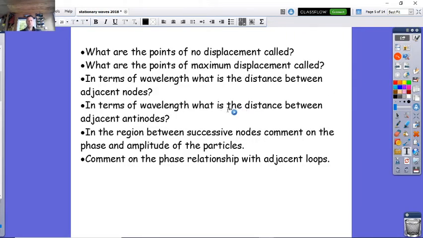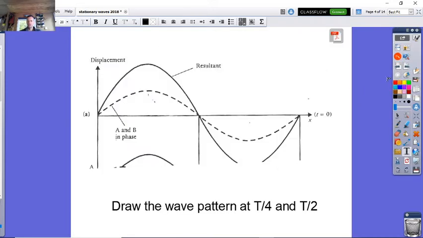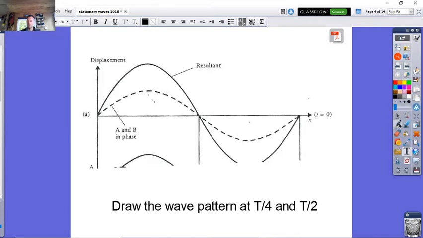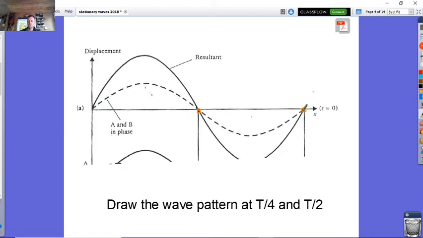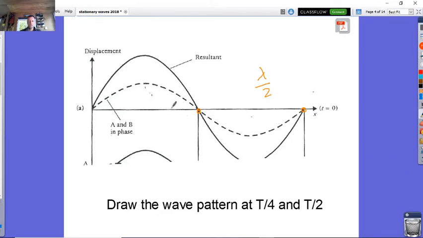Then it says, in terms of wavelength, what is the distance between adjacent nodes? So if I've got a node here and a node just there, the distance between those is going to be lambda. The reason why is that it's going all the way through there. It's going to be one full wavelength. Therefore, that's going to be half a wavelength between this node here and that node just there.